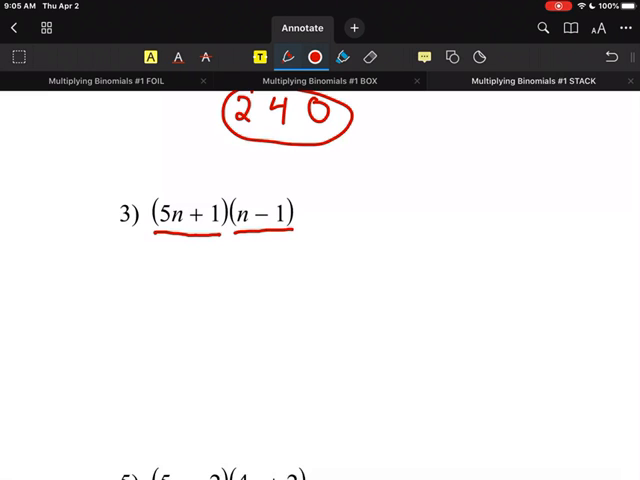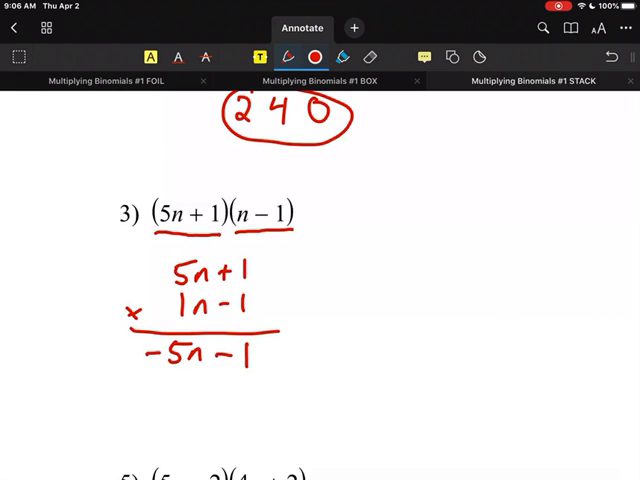So I'm going to stack them. 5n plus 1 times, we could put a 1n. Sorry, that's a minus 1. So I stack them. I multiply those first, and then I multiply those next, and those go down. So 1 times a negative 1 is a negative 1. And then a 5n times a negative 1 is a negative 5n.